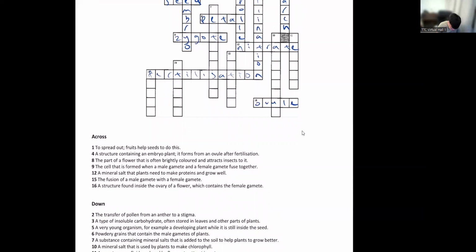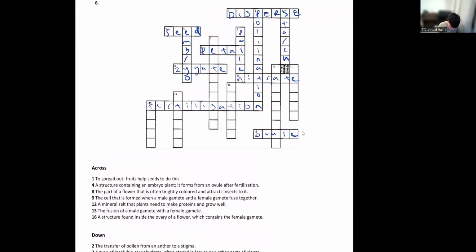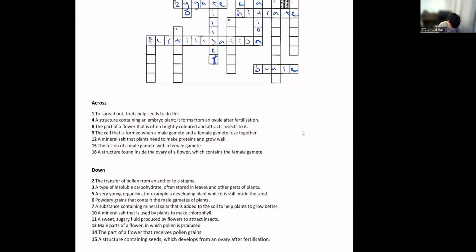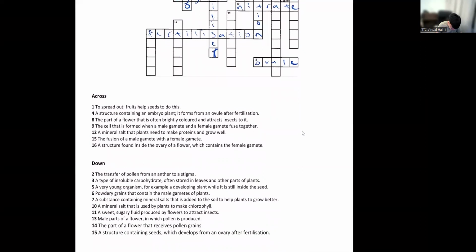And then number 6, powdery grain that contains the male gamete, that would be your pollen. So number 7, substance containing mineral salt that's added to the soil, so that would be your fertilizer. Fertilizer. Oops, this is an R.